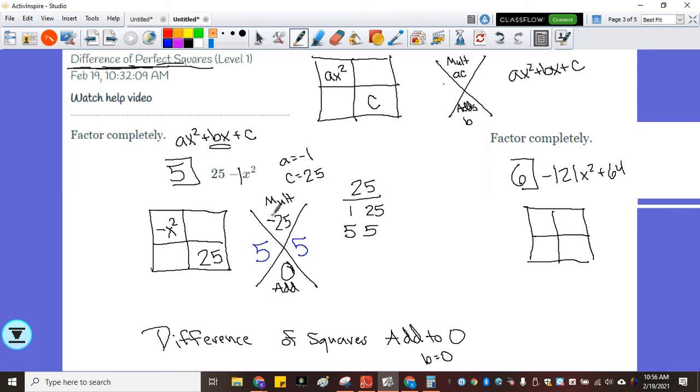But to multiply to a negative, one of them has to be negative. You're adding to 0, so it doesn't matter. They should be the same. When you go to put these two numbers in your box, make sure you do negative 5x, positive 5x. It doesn't matter which one you make negative, just that it has an x with it. So these are the ones we added to our box.